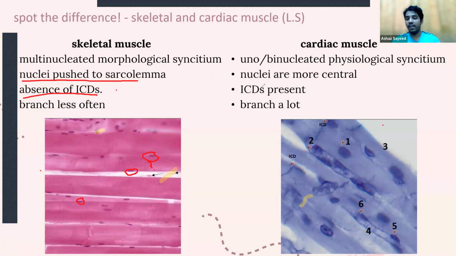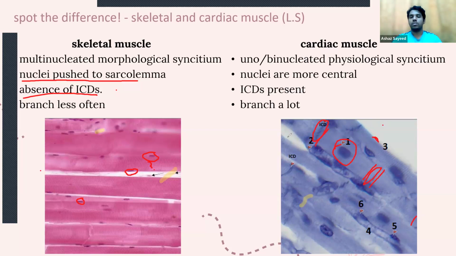Cardiac muscle, on the other hand, is uni- or binucleated with a physiological syncytium. Again, as I told you before, cells join each other in the presence of intercalated discs. We have another one here. And the nucleus is more at the center. We can see this, right? If it was on the periphery, like in the skeletal muscle, the nucleus should have been here, but it's not there. It's at the center.